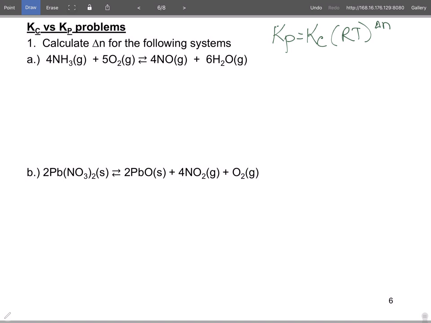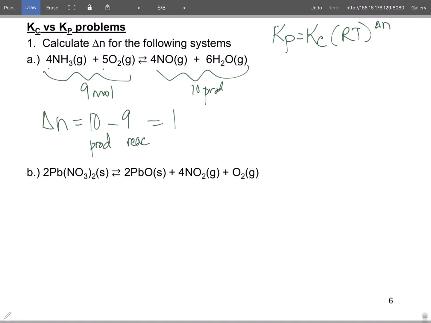So let's find the delta n. What we're basically going to do is find the number of moles of reactants and the moles of products. So we have 4 moles here, 5 moles here, so we have 9 moles on the reactant side, and we have 10 on the product side. So delta n will be 1, because it's products minus reactants.